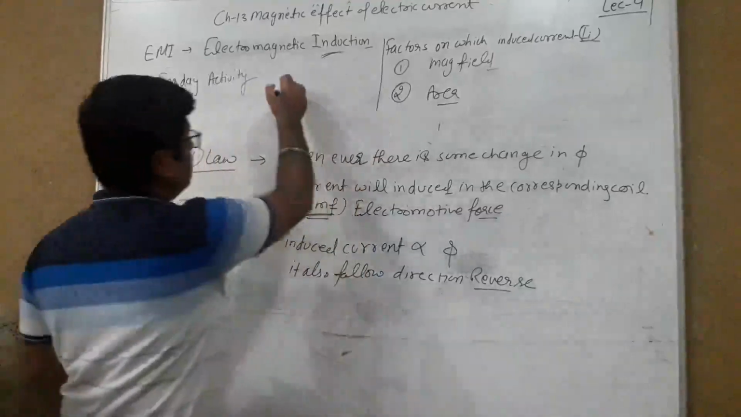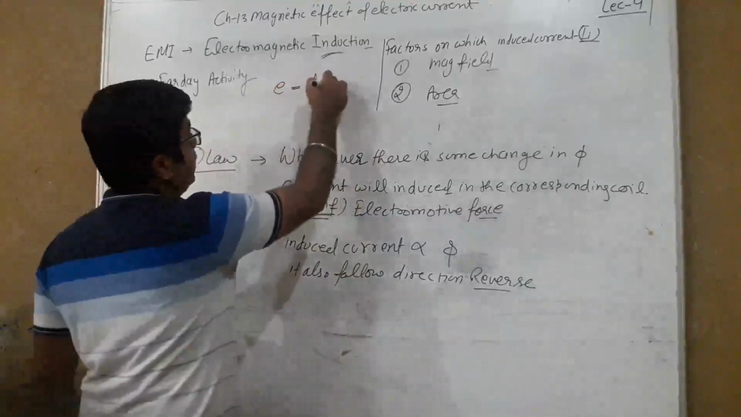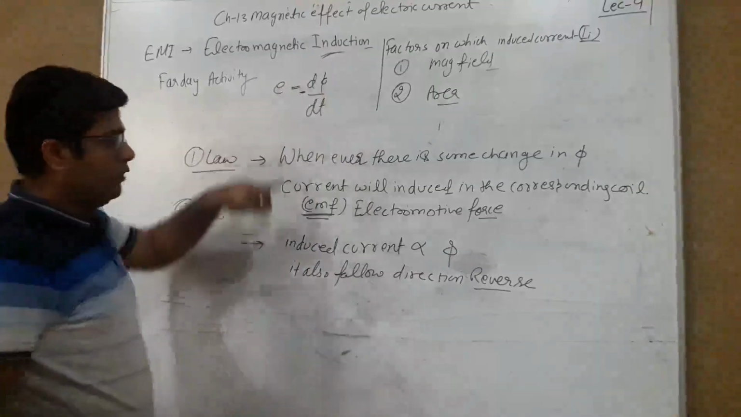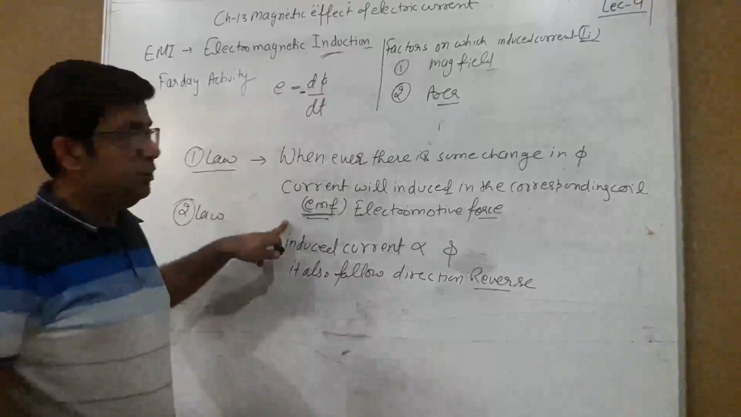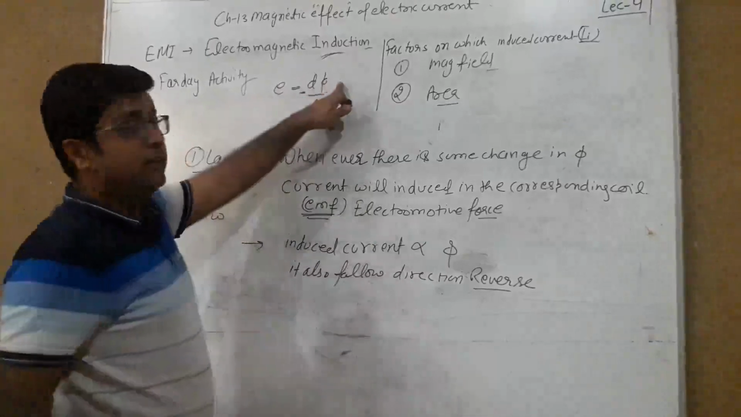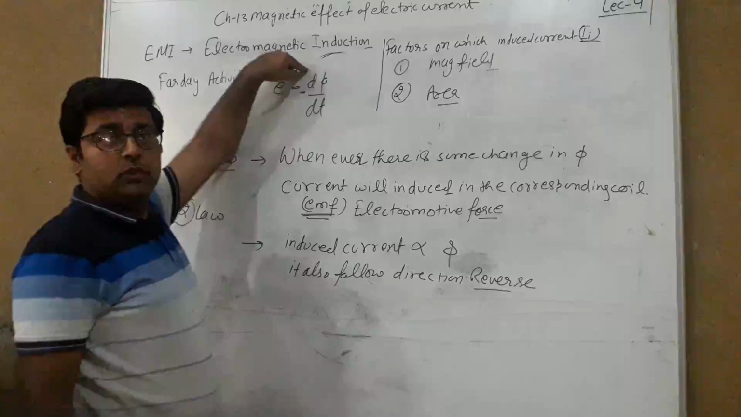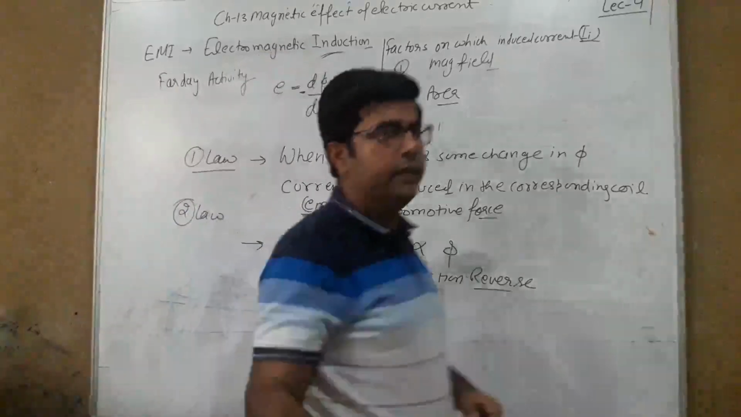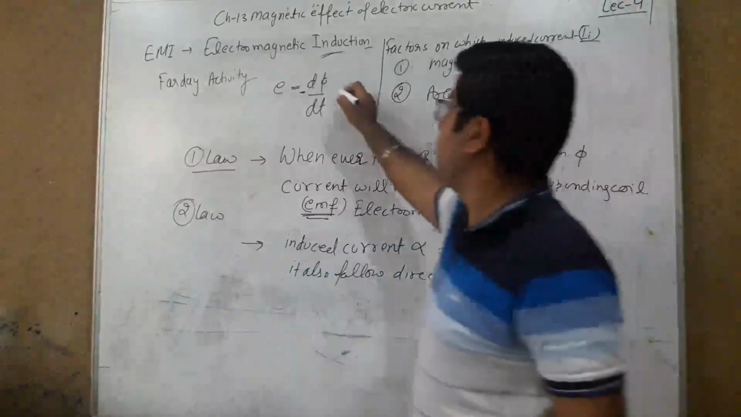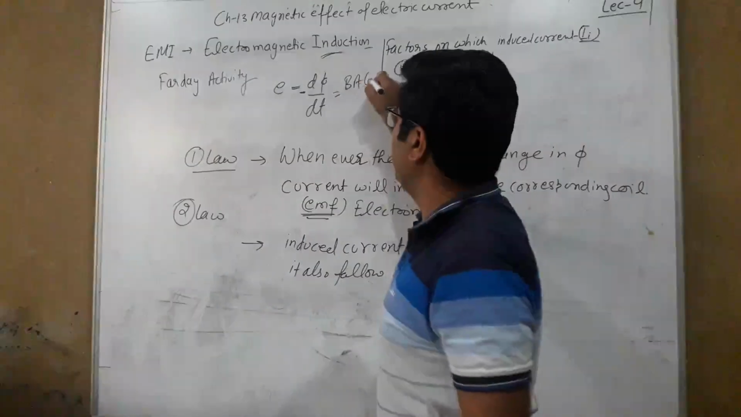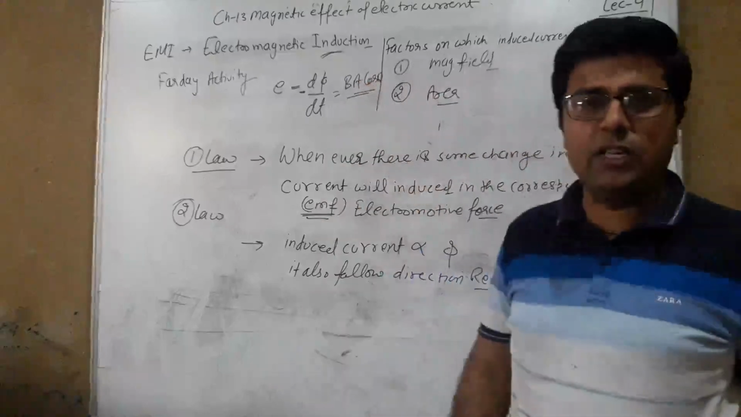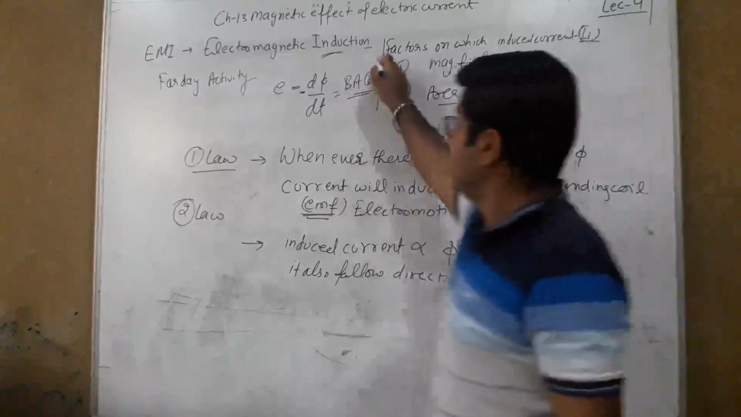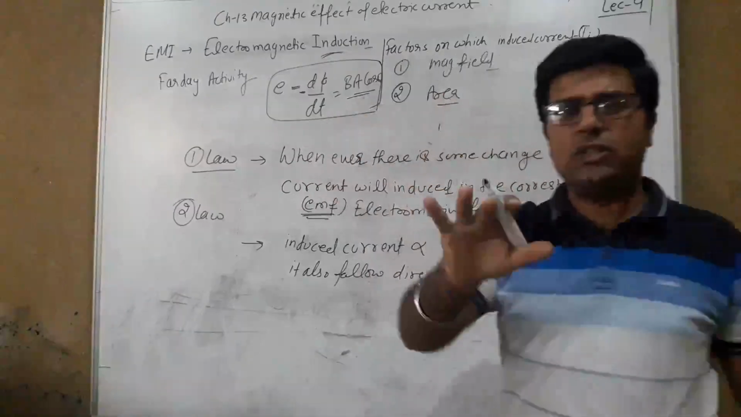Beta, the formula is E is equal to minus d phi by dt. What is this E? Now you are familiar with E, electromotive force. What is this phi? Magnetic flux. So the change in magnetic flux with respect to time is the induced EMF. And phi is equal to BA cos theta. This formula is from class 12, so don't worry about it. I just tell you for your knowledge.